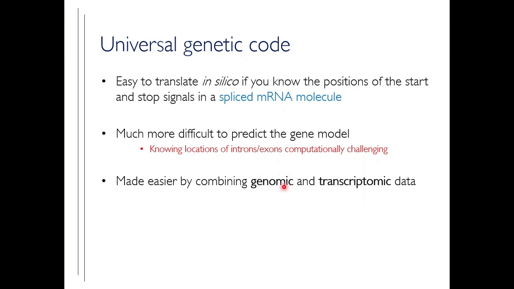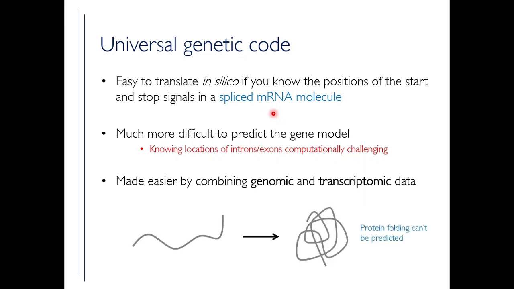Just have an appreciation for the fact that if you did want to translate in silico a eukaryotic gene, you need to use spliced mRNA, so essentially without introns, and you need to know where the start and the stop codons are.